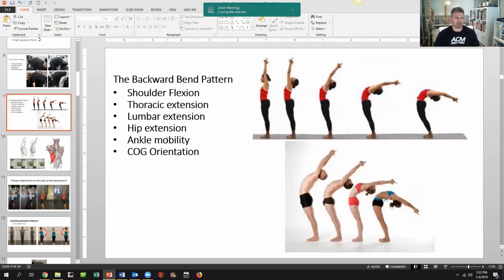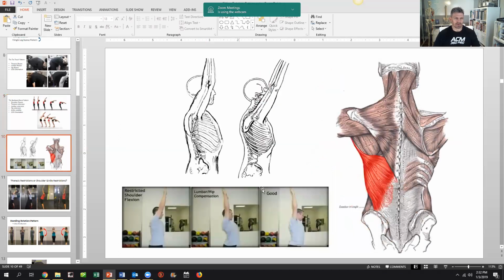Again, the backward bend pattern looks at all these different components. We're just paying attention to, again, more than one thing. When it comes to standing backward bend, we want to look at what that thoracic back is doing, because it's going to give us a prediction of where we're going with the sitting rotation. Just another example of what to look for when you start the backward bend.